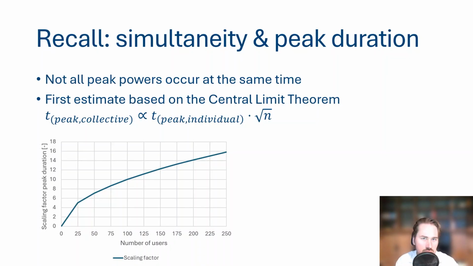So in a previous video, linked in the description, we said, well, we can do a first estimate based on the central limit theorem, where we can say that the peak duration of our collective system scales proportionally to the square root of the number of users, which is kind of a heuristic. And it gives us this curve where we know that when we have 80 apartments, around a factor 9 increase in the peak duration should be expected. So now that we know again what simultaneity is, let's jump right into GHGTool Cloud and discover how we can design this collective borefield together.